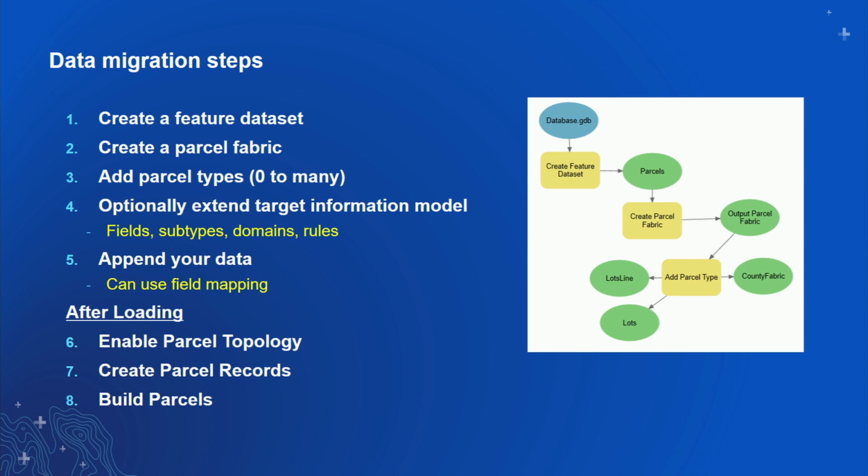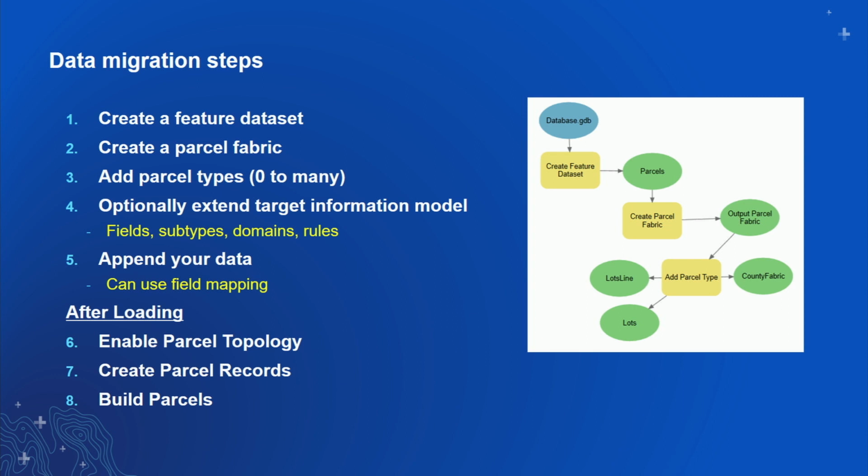Now, after loading, this is when you go ahead and enable the topology. You don't want to enable the topology before you load or before you've added parcel types, because it will take forever to do an append if you've enabled parcel topology, because now it has to track everything. Not forever. It will take a long time, especially if you have a large data set.